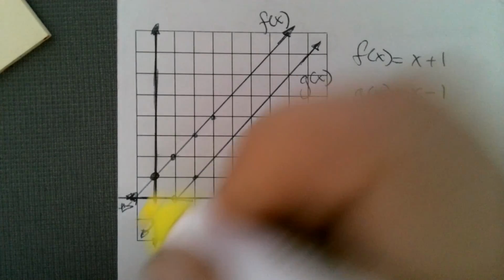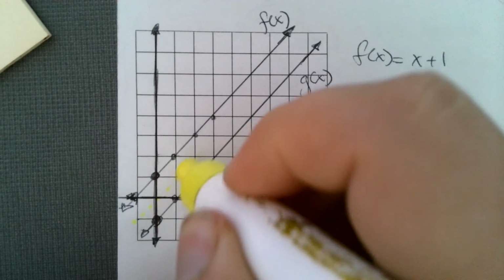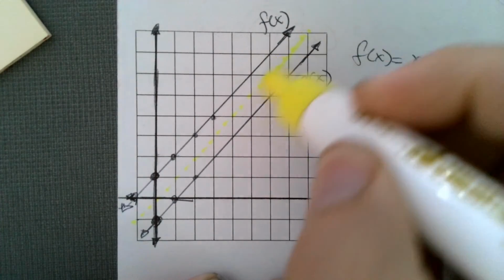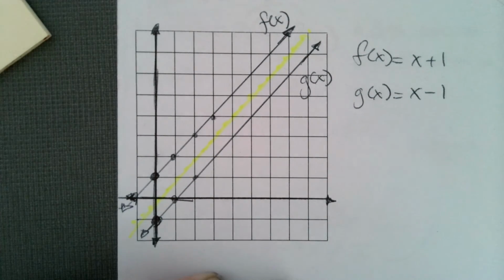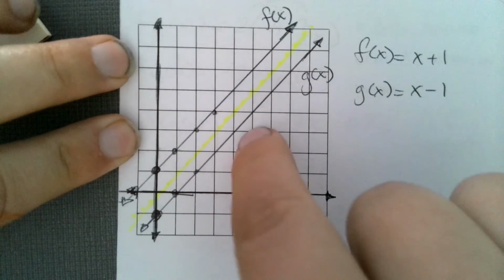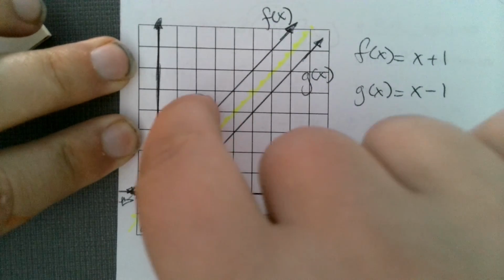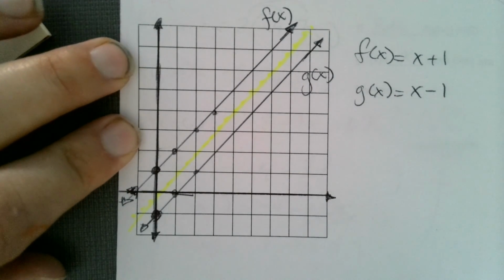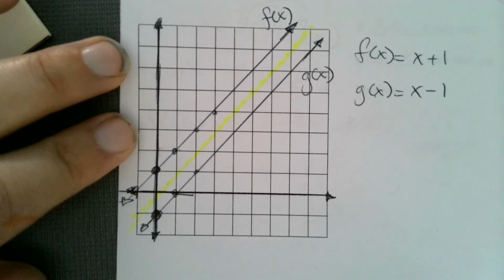What I want you guys to see, this is the line y equals x. That's the highlighted line right there. Can you see that if you folded this graph in half on that line, these would be mirror images? That's an easy way to look and see if things are inverses. We'll be using that next week.